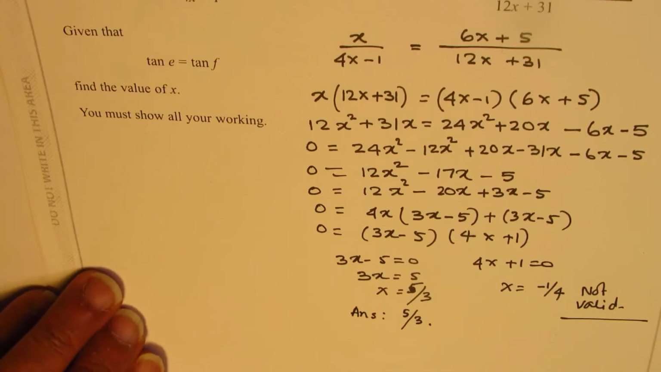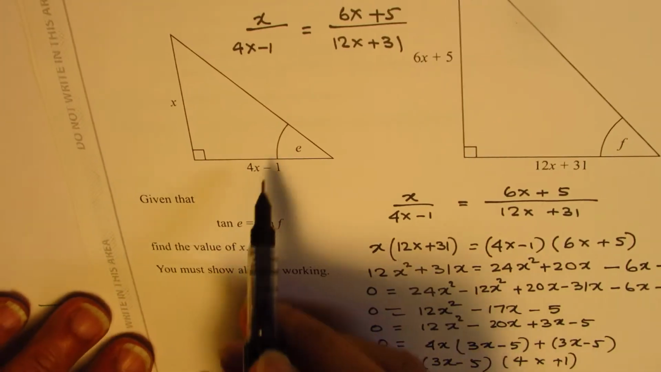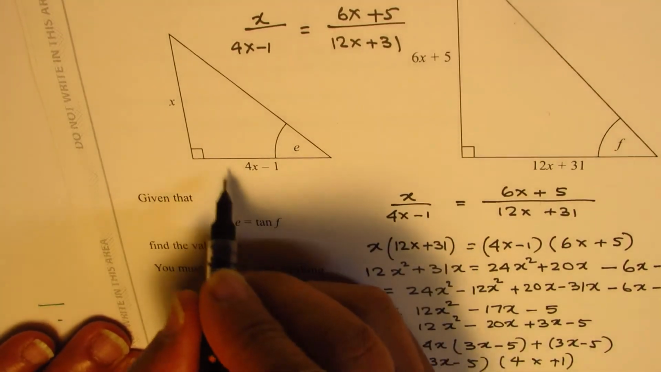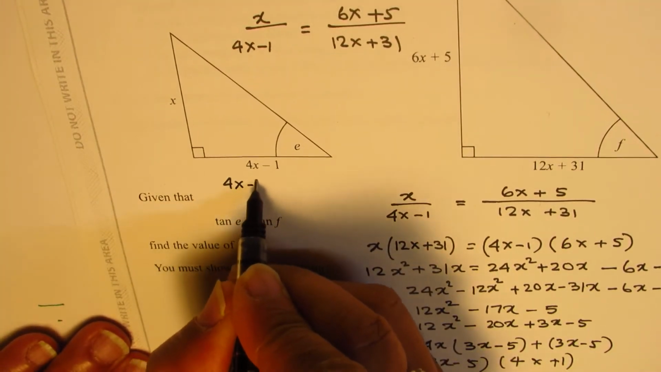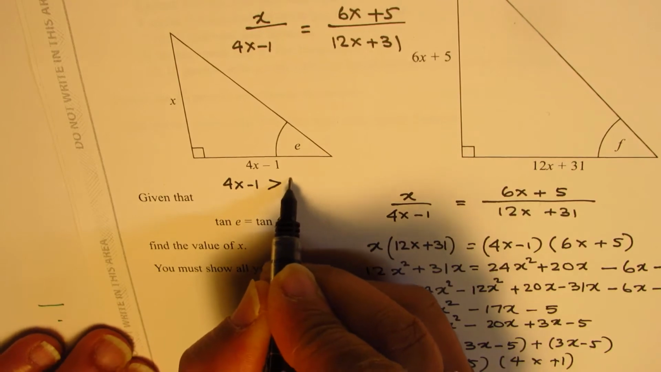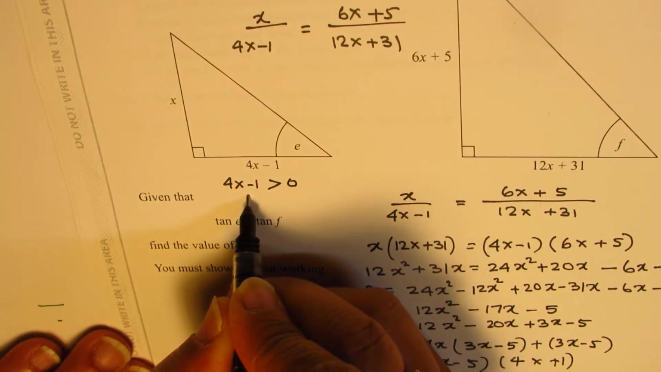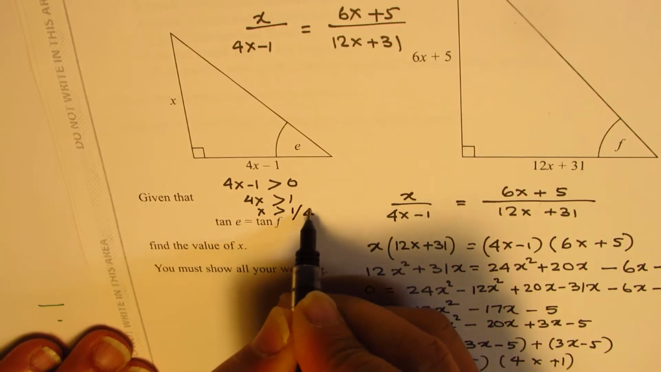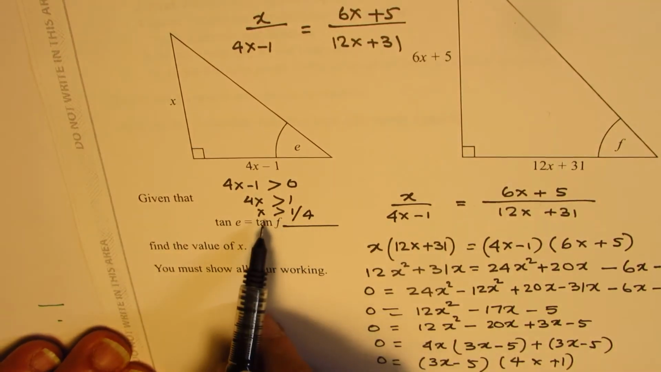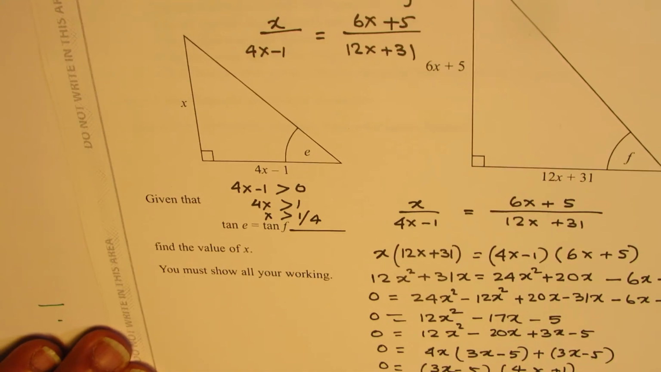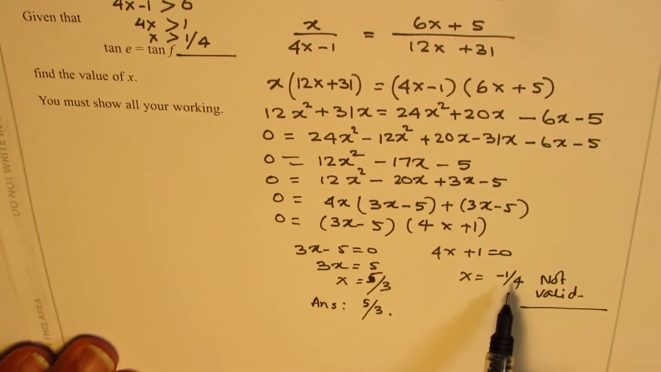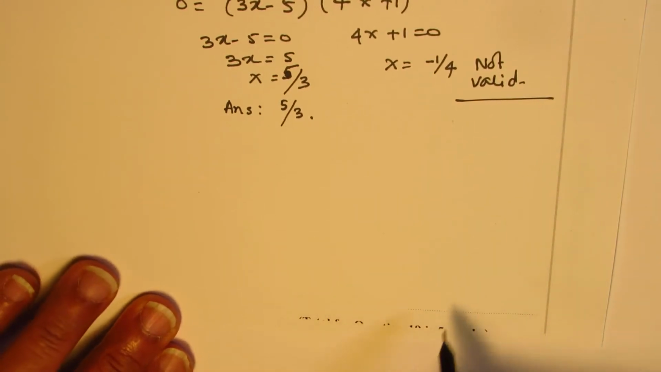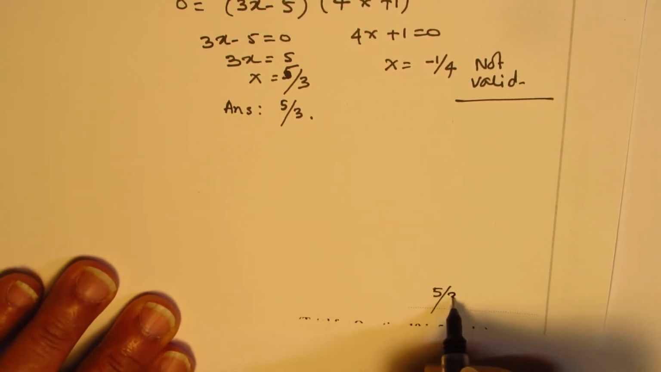Now that is very important to understand. See, here we have 4x minus 1. That means 4x minus 1 should be greater than 0. That means 4x should be greater than 1, or x should be greater than 1 over 4. So we are looking for a solution which is greater than 1 over 4. So negative 1 over 4 is not a valid value. Is that clear to you? So the answer here definitely is 5 over 3. So that is how we are going to solve this question.